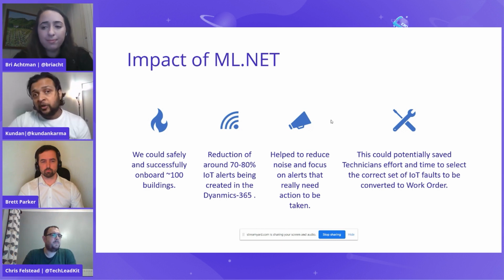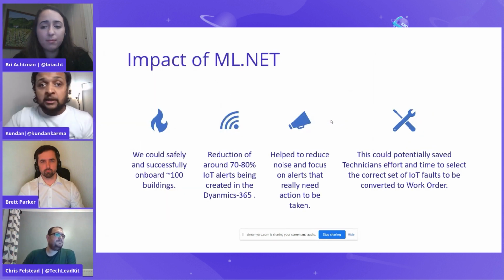The first impact is we could safely onboard the 100 plus buildings easily. And once we were done and rolled this out for all the buildings, what we identified is that it reduced 70 to 80% of the faults in our Dynamics 365 platform, and it removes the noise from the platform, so that the technician can mainly focus on the right alerts and identify them to be converted into a work order.